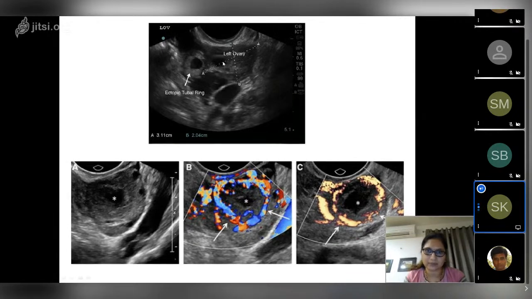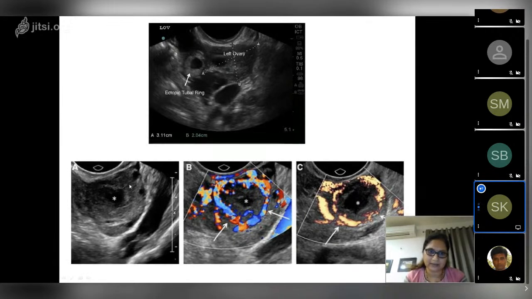You can see some small follicles here, and this whole thing is the left ovary. You can see a small gestational sac-like thing next to the left ovary, that is the left tube. Within the tube you are able to see a small ring-like structure, so that is why this sign is called the ectopic tubal ring sign. So this is the left ovary.